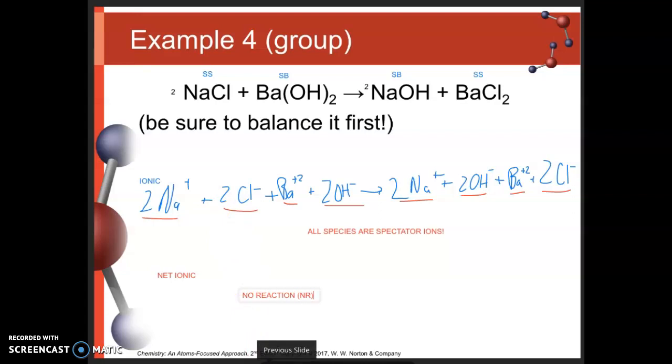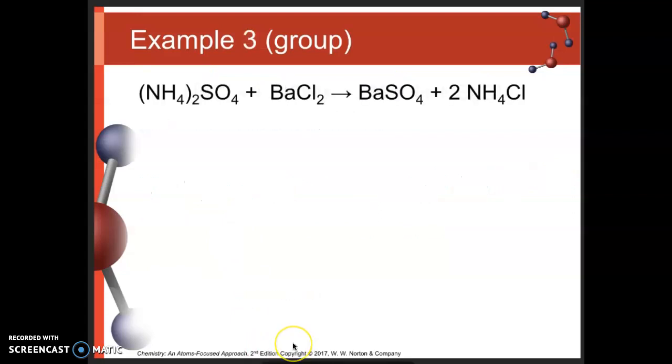So let's go to one last example. I've got ammonium sulfate reacting with barium chloride to make barium sulfate and ammonium chloride. Now this equation's already balanced. What I want you to do, pause the video right now and try to work this equation out on your own. So categorize everything, make your ionic equation, turn it into a net ionic equation. So go ahead and pause right now.